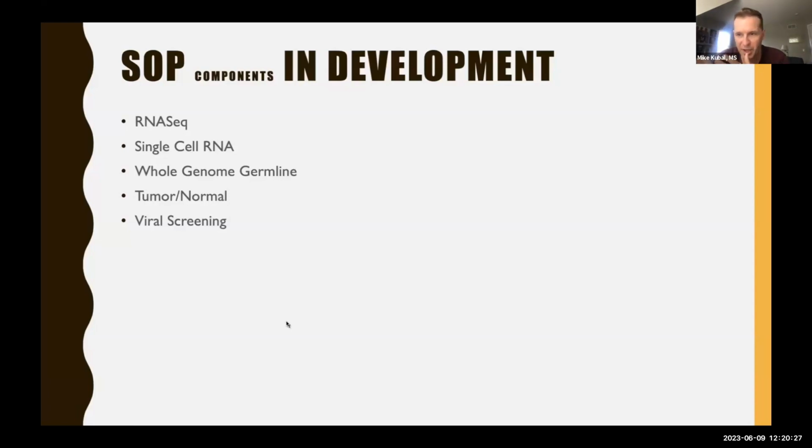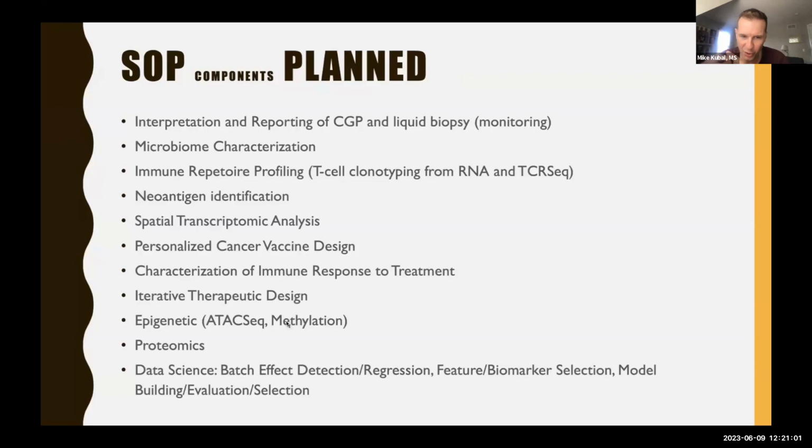And so we've been developing these. The RNA-seq pipeline, the single cell RNA, we've run some samples through a single cell RNA pipeline. We've got some whole genome germline data we've been analyzing, tumor normal, looking for the ability to screen for viruses and the effect that viruses may be having in the evolution of a particular tumor environment. So these are ones we have in development. The ones that we have planned, or have done a little bit of tinkering with, is longer.